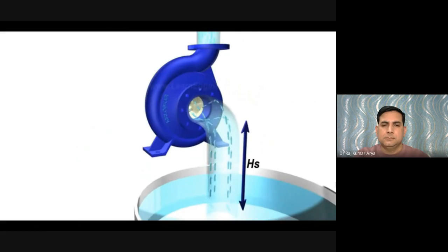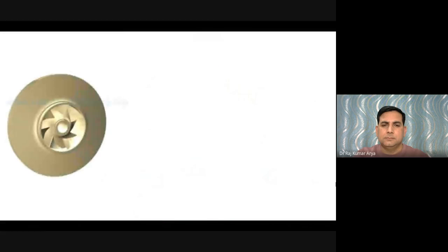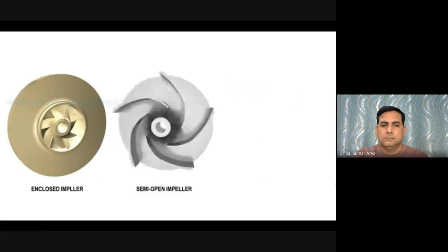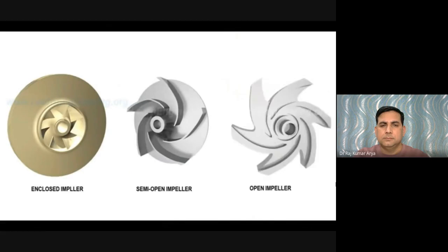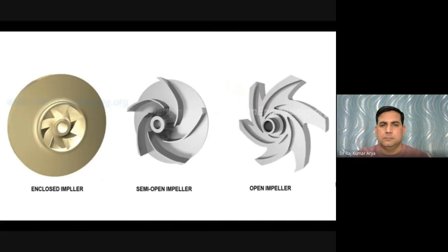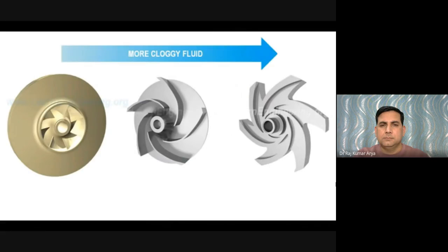Current impeller type is enclosed. Semi-open and open impellers are also in use depending upon application. If the working fluid is cloggy in nature, it is preferred to use an open kind of impeller, but they are slightly less efficient.